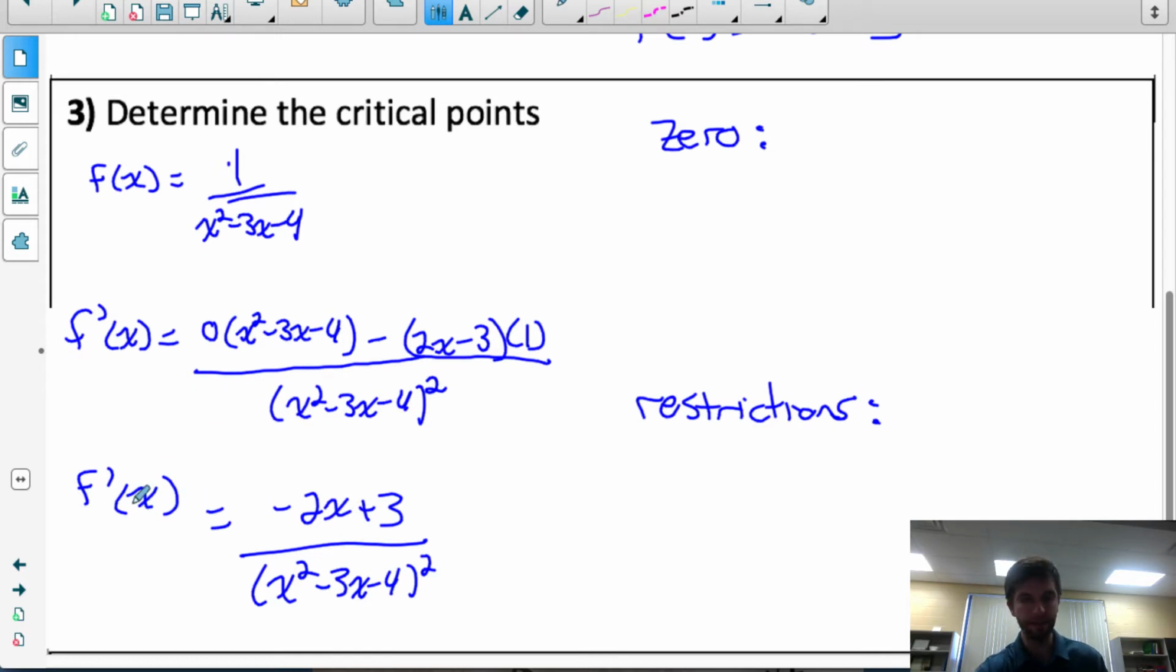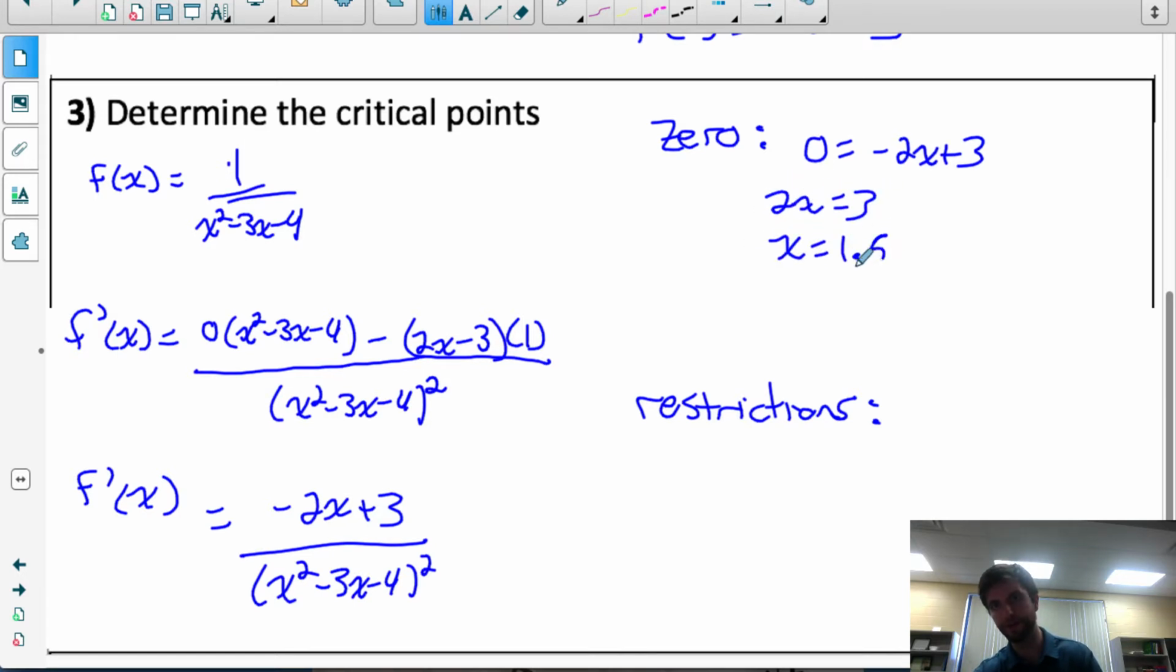Okay, so any critical number would be a number or an x value that would make this equal to 0 or undefined. So what would make this equal to 0 is whatever would make the numerator 0. So 0 equals negative 2x plus 3. 2x equals 3, divide by 2. 3 over 2 is 1.5. So that's the critical number.